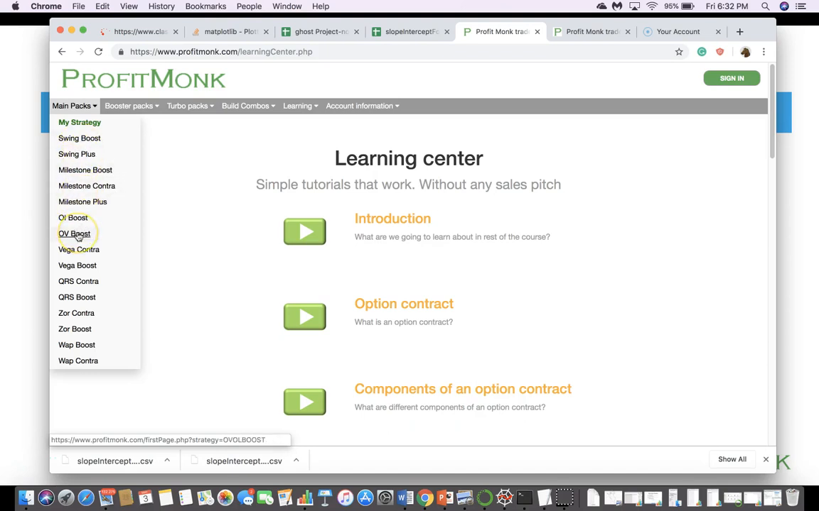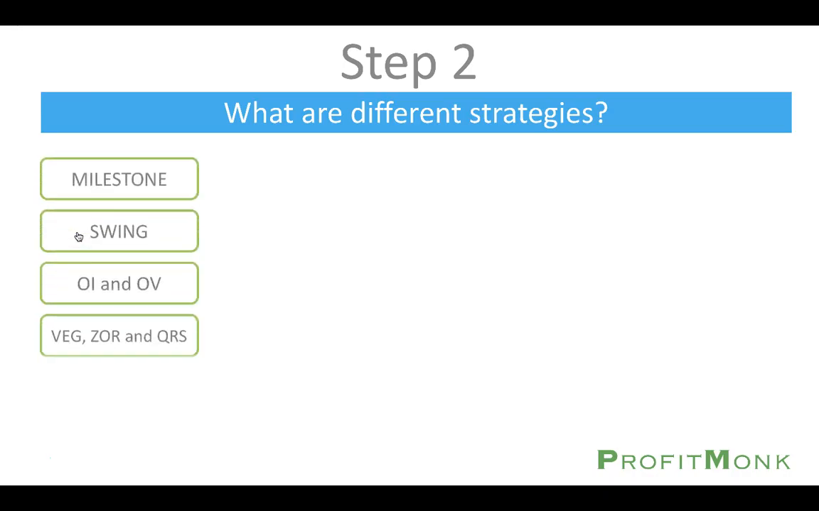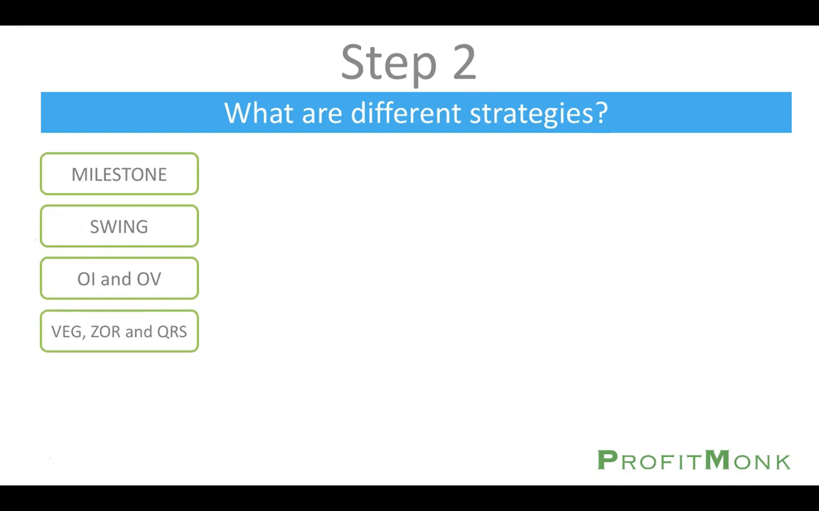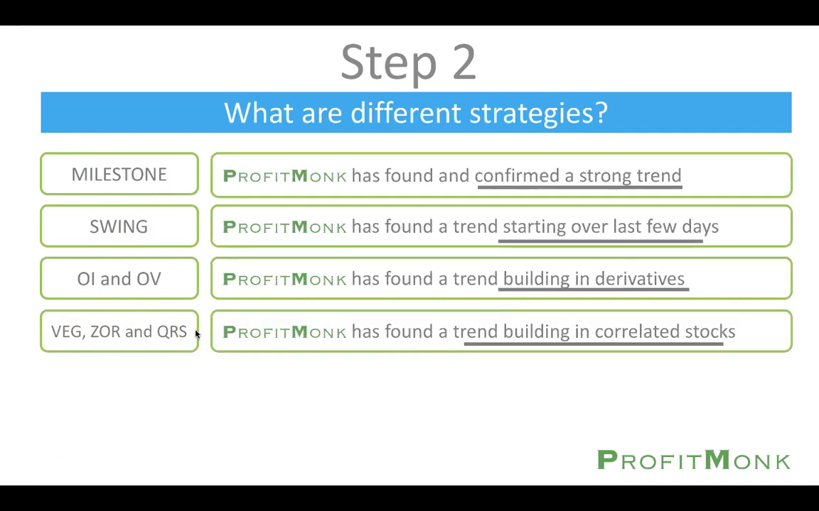So what are these strategies? I think it'll help a little bit if you understand them. You will generally see different names: milestone, swing, OI and OV, as well as a few other names on the page in different packs. And in general, this is your cheat sheet. Milestone strategies are quant algorithms built by the Profit Monk AI, where it has found and confirmed a strong trend in a stock, while swing is where it has found a trend, but it's probably not a confirmed trend. It's just starting over the last few days.